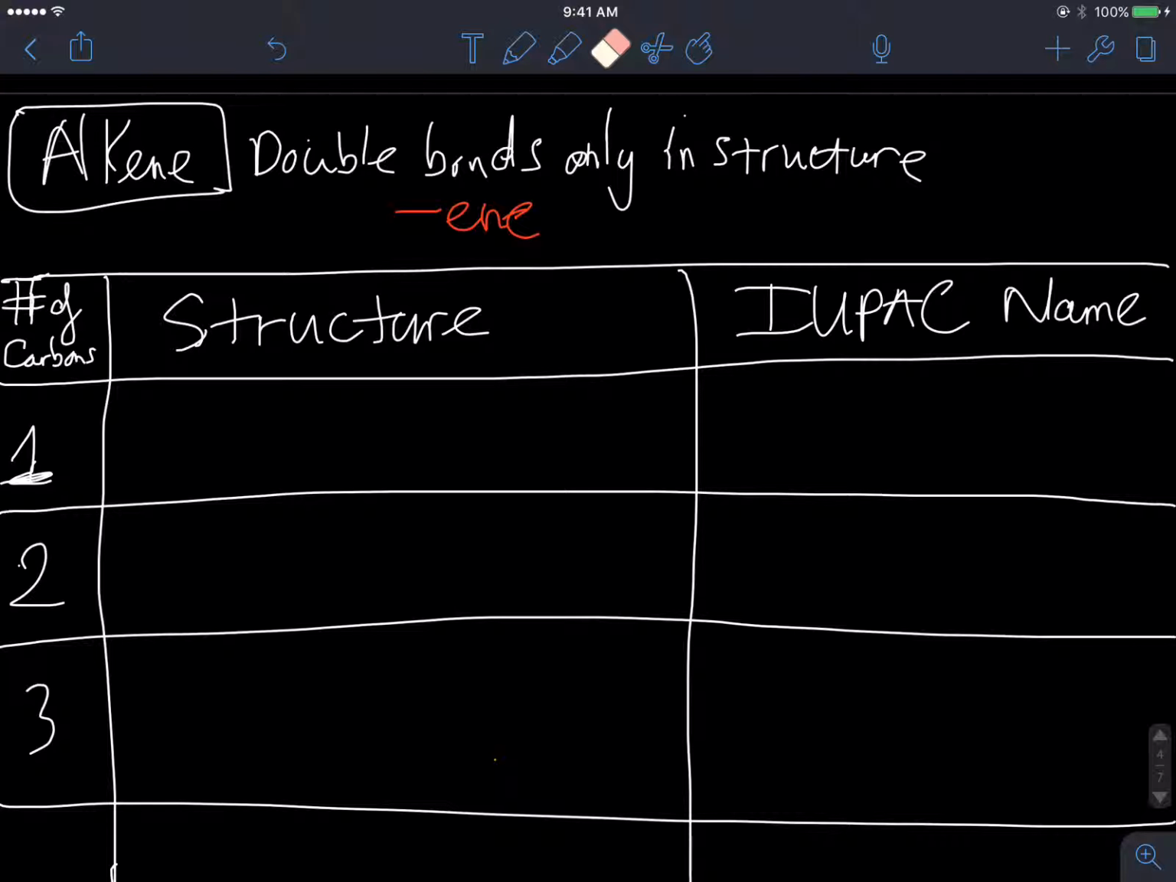For number one, like I said in the previous video about naming alkane, one carbon is only for alkane. It's not for alkene, neither alkyne. It's CH4, it's methane. So there is no one carbon for alkene, neither alkyne.